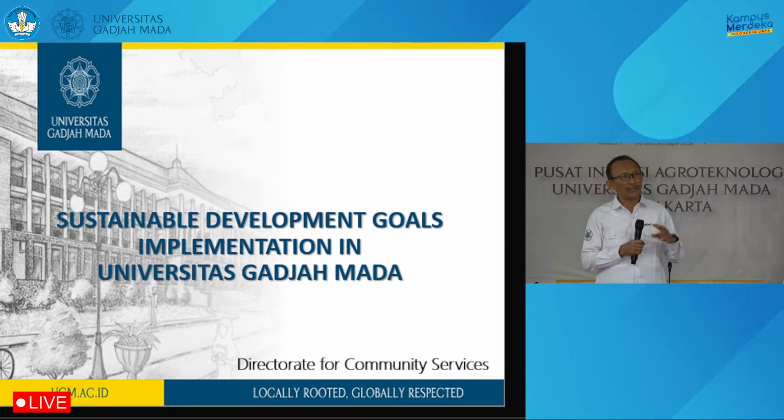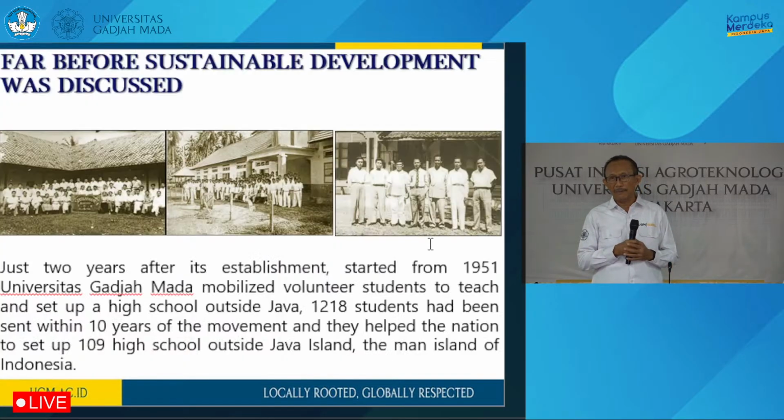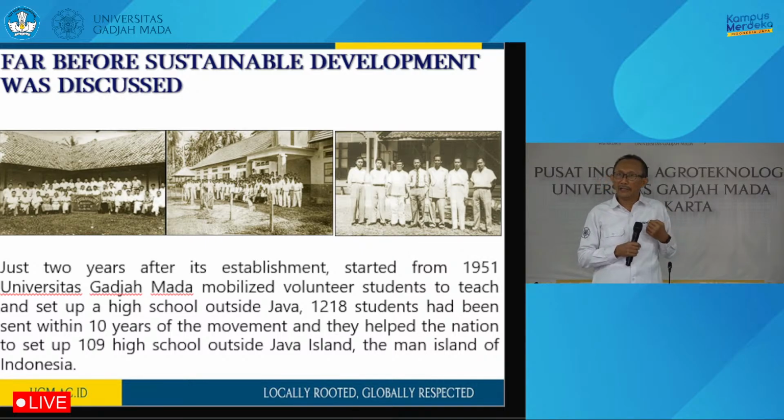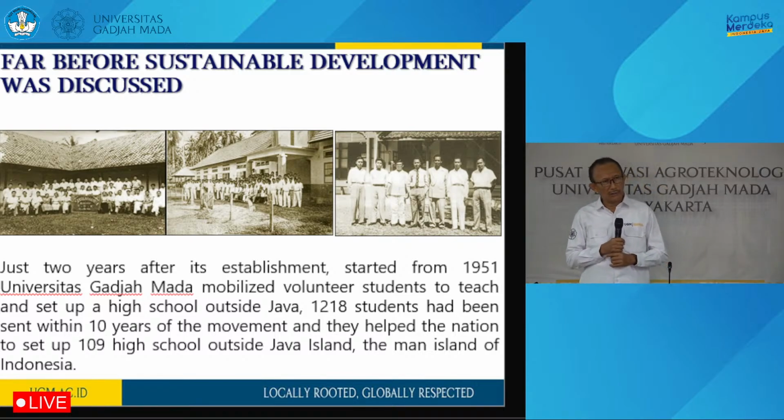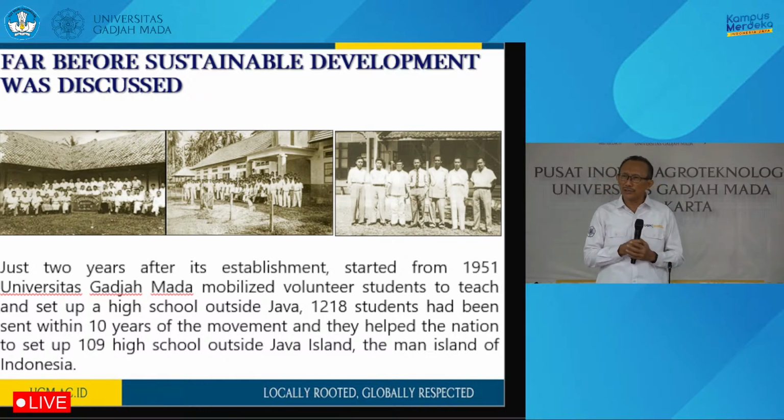Why at that time, in 1951, did senior high schools only exist in Java? As a new country, we needed to educate our people to run the country, because it was only 5 years after the Declaration of Independence. 1,218 students were involved, and they were able to establish 109 high schools all across the country, from the northwest tip of Indonesia to the southeast tip of Indonesia.